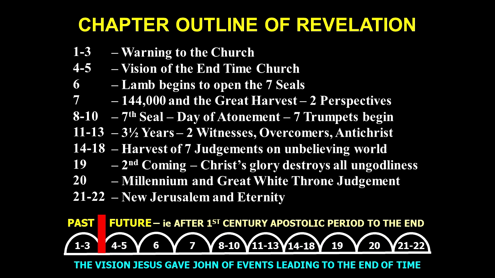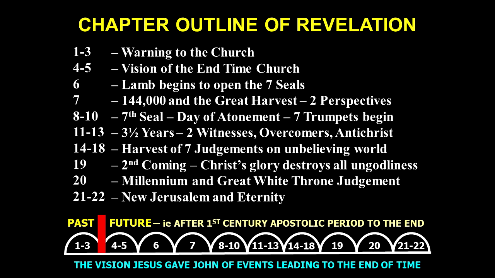Chapters 14 to 18 give us the harvest of the 7 judgments, the 7 vials of wrath, the 7 thunders that are going to be poured out on the face of the earth during that great tribulation period of time. An unbelieving world is going to be facing the judgment of God because they received the number 666. And they submitted themselves to Satan, the Antichrist, and the false prophet.